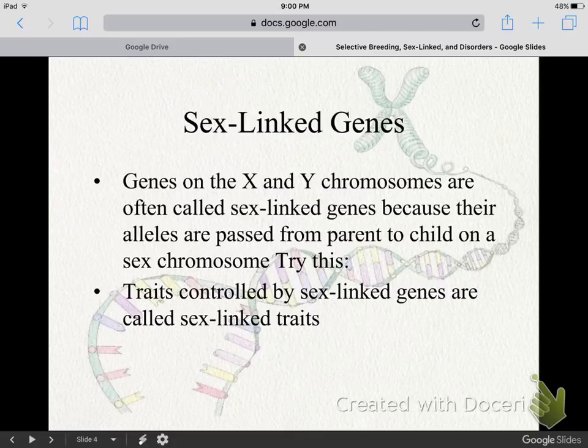So when we have these X and Y chromosomes from mom and dad, there are specific genes that are found on these chromosomes, and they're called sex-linked genes because their alleles are passed from parent to child on the sex chromosome. So most of the traits that we have that are on the X and Y chromosome are controlled by sex-linked genes, and they're called sex-linked traits. If we have a specific trait that affects mainly males, it's typically a sex-linked trait carried on the sex chromosome.